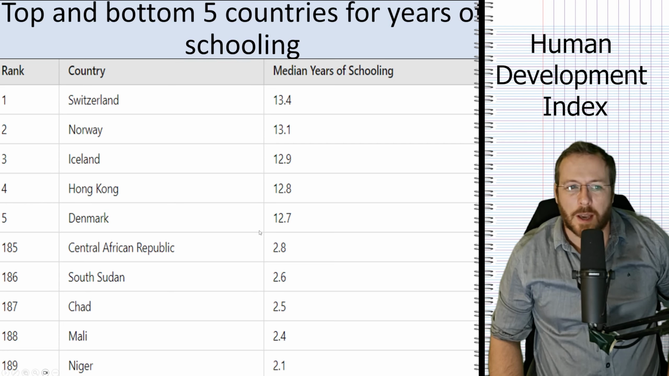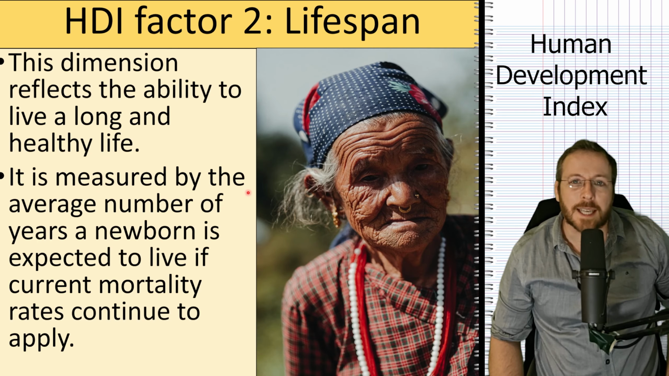So the winner of this game is Switzerland, 13.4 years average, really, really high. Hong Kong's up there as well, surprisingly. Then if we look at the bottom of the list, we have lots of African countries. These countries are really struggling to develop. Hopefully over the next 10-20 years, we can push up these numbers and get more people in school for longer periods of time. The next factor is lifespan.